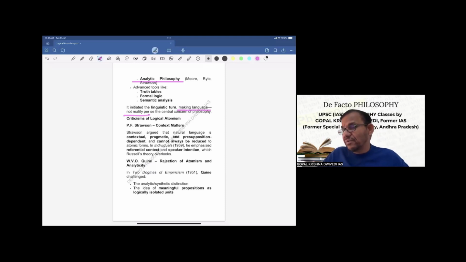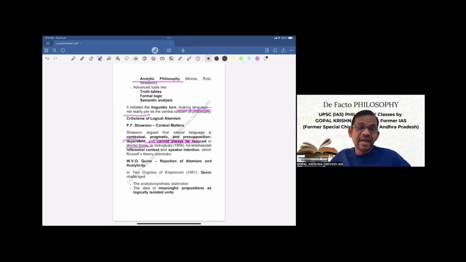Now, let us try to understand the various criticisms. Obviously, this kind of theory will be criticized very heavily in philosophy. The contemporary philosopher Strawson gave the theory that context matters. He argued that natural language is contextual. It is not a picture theory of meaning. Language does not mirror reality. It is contextual, pragmatic, and presupposition dependent, and cannot always be reduced to atomic facts. So this is his theory.